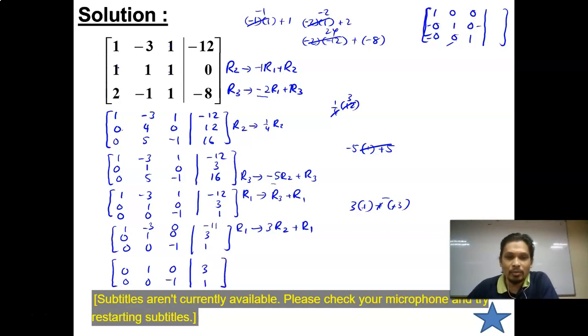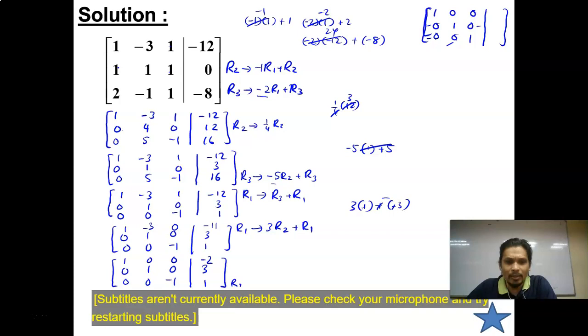Then for R3, 3 times R2: 3 times 0 equals 0, plus 1 equals 1. 3 times 1 equals 3, plus negative 3 is 0. 3 times 3 equals 9. 9 plus negative 11, 9 minus 11, is negative 2. Okay, so one step left. We're almost at the end of the solution right now.